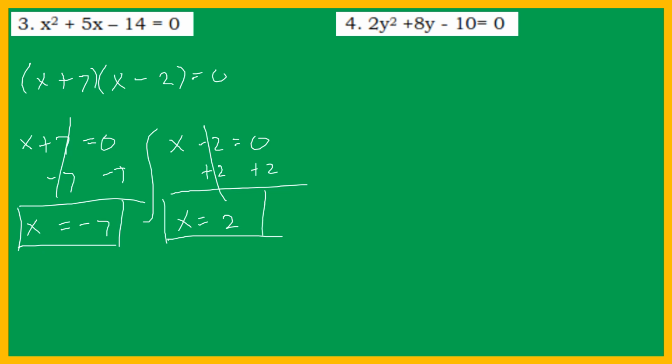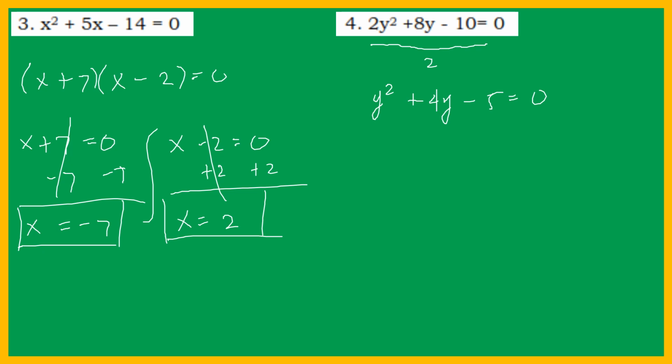Therefore, we can first divide the equation by 2 para mas madali, masimplify natin. So, madidivide lahat ng numbers sa 2. 2 divided by 2 is 1, so that would be y squared. And positive 8 divided by 2 is positive 4y. Then, negative 10 divided by 2 is positive 5, and then equal to 0. Oh, sorry, this is negative. Okay, so, this is negative 5.